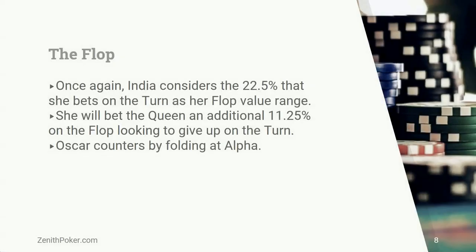So we can just move that back again one street. We've got a 22.5% betting range on the turn. And so with a bluff to value ratio of 0.5, we also have to bluff bet an additional 11.25% queen on the flop, which gives up on the turn. Once again, Oscar will fold at alpha, which is 0.5.